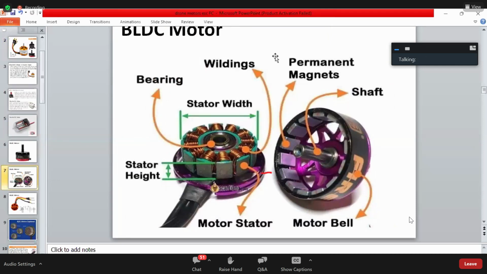If it is representing 22, then 22 means the diameter like this, this is the stator width. The stator width is 22. And 12 or 05 or 04 is representing the stator height. For example, it is representing 12. So it is representing that the stator width is 22 mm and the stator height is 12 mm.